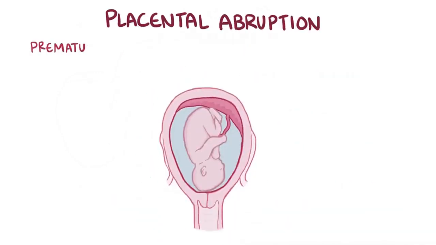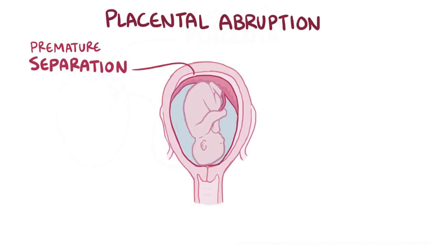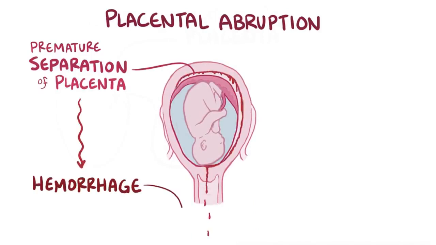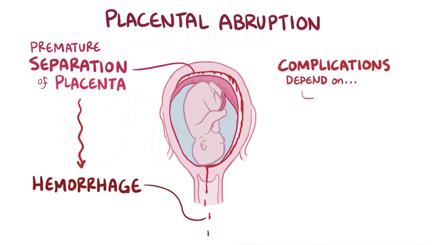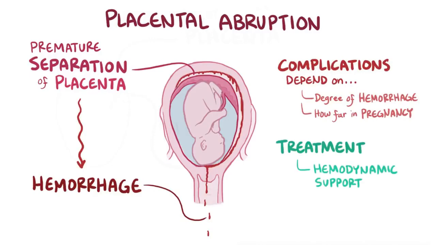Alright, as a quick recap. Placental abruption is the premature separation of all or part of a normally implanted placenta from the uterine wall, which results in hemorrhage. Complications depend on the degree of hemorrhage and how far along the pregnancy has advanced. And treatment focuses on hemodynamic support until a safe delivery is possible.